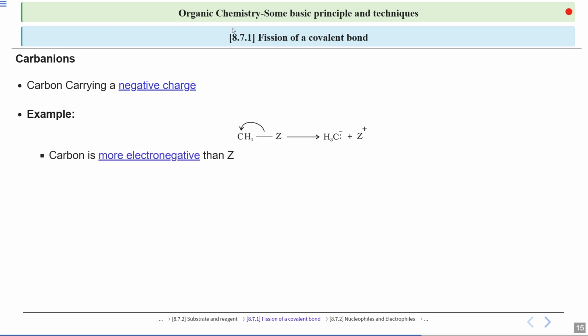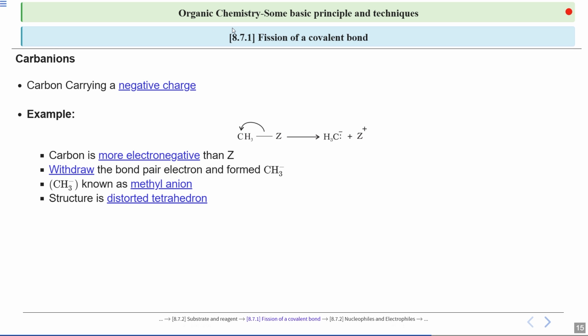So carbon will be more electronegative than Z. As a result of that, the carbon will attract the bonded pair of electrons and will form a methyl anion. Similar to the cation, you can name them as methyl anion, propyl anion, n-propyl anion, ethyl anion, and so on. What about the structure?